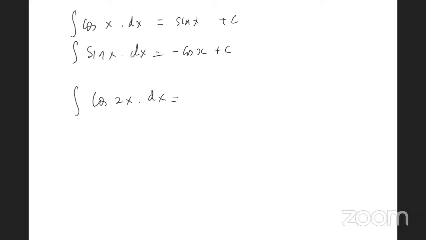One over the differential of 2x, which is 2, right? So you have to differentiate this 2x and put 1 over that. And then you start the integration. The integral of cos is sine, then you write back 2x.